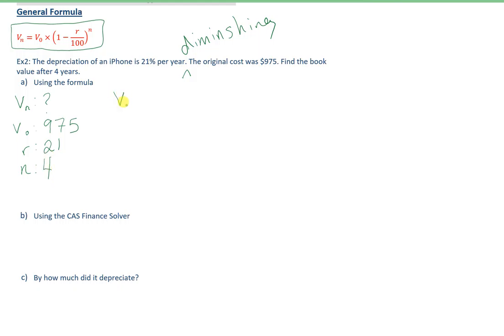So filling in my formula, V4 is equal to 975 times 1 minus 21 over 100, to the 4. At that point I'm happy to just say that's 0.79, so you can fill that in as 0.79 from the start. Or if you're uncomfortable working with fractions, I'm happy to just put that whole thing right in the CAS as it is.